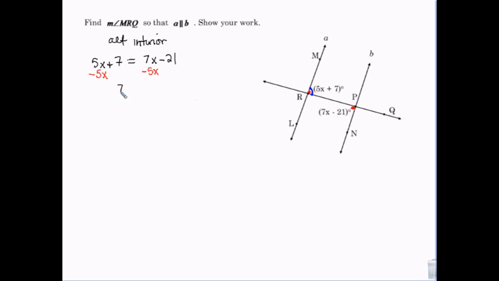Take the 5x from both sides, and you get that 7 is equal to 2x minus 21. And then you get that 28 is equal to 2x. And you get that 14 is equal to x, which is great. But that's only half the problem. They want us to find MRQ. So this is the first part. Now we have to do the second part.